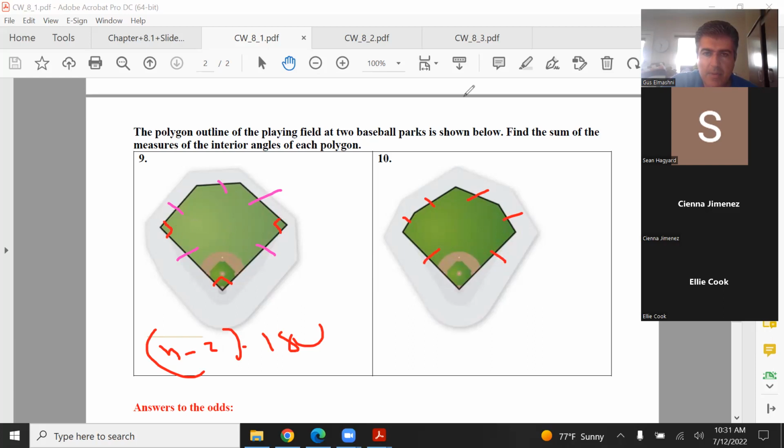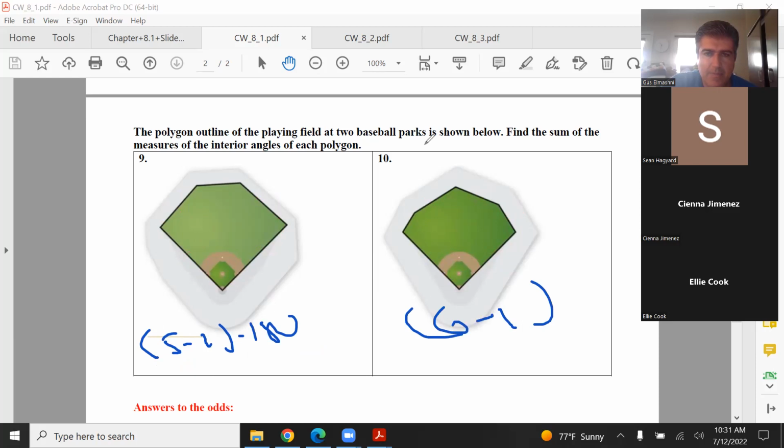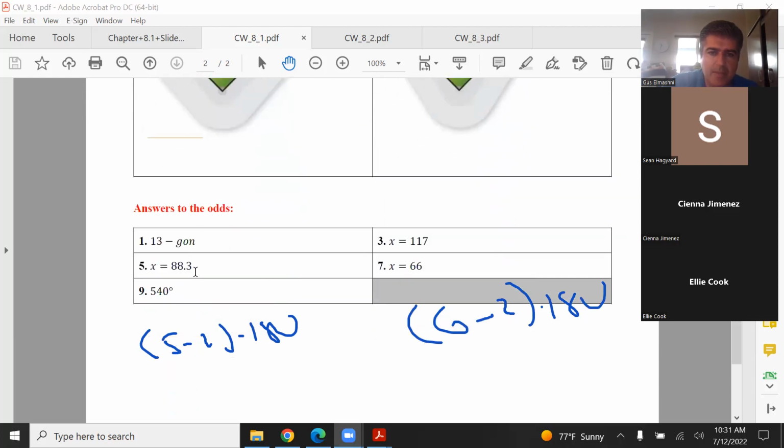And again, you have a right angle at home plate. Right angles. Oh, actually, you have to find the sum. I'm losing my mind. There's just 5 sides. You just do 5 minus 2 times 180. And here you do 6 minus 2 times 180. Sorry, I just lose my mind there. They're not asking for individual angle measures. So it should be pretty straightforward for 9 and 10.